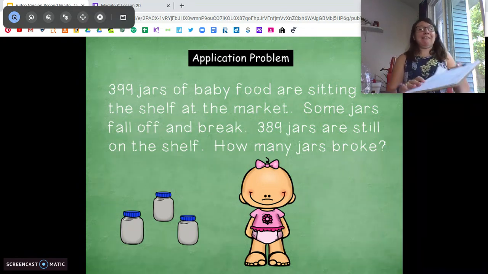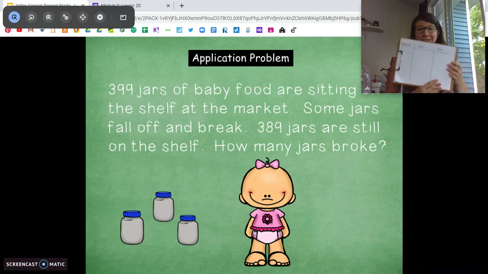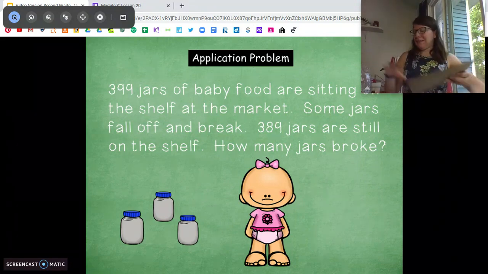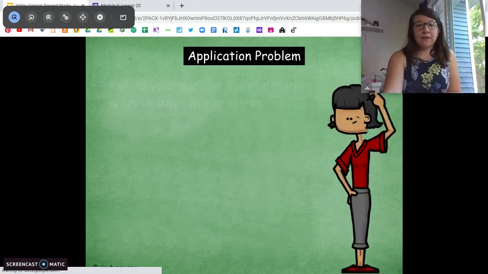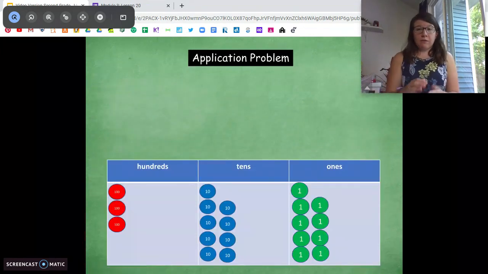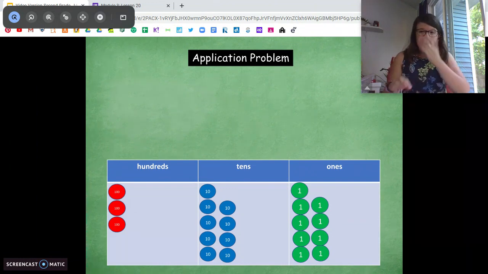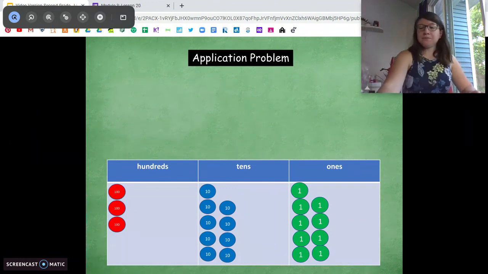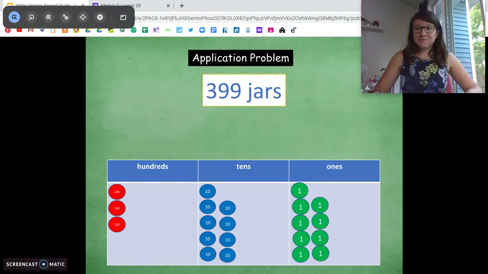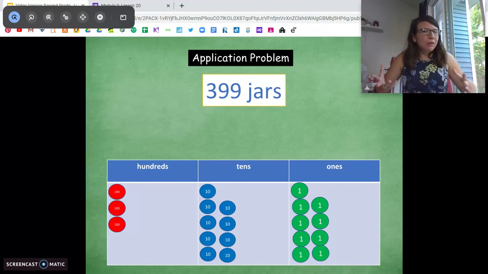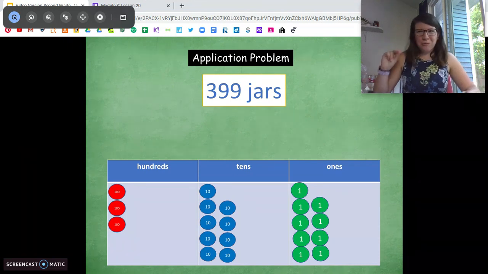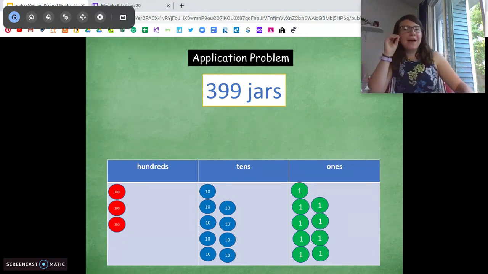Yeah, I'm thinking a lot of you are thinking maybe we can draw a nice little something or use our place value discs. So what I'm going to do is start by making 399 on my place value chart. So go ahead, pause, and do that now. I got that all set up for you. Make 399 on your place value chart with your place value discs. Got it? Okay, so what happened is some fell off. Do we know how many fell off from the problem? We don't, right?